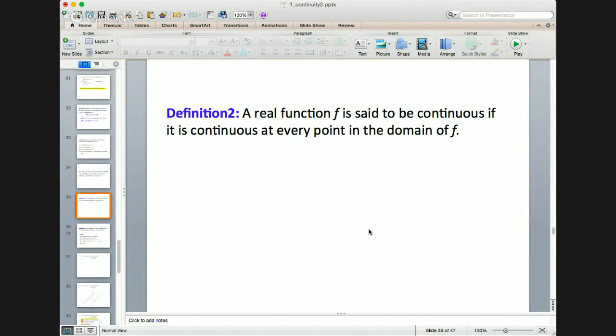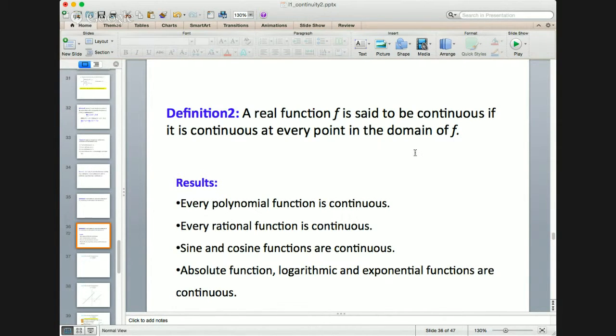Another definition that we are interested in examining further is what we mean by a continuous function, not at a point. A real function f is said to be continuous if it is continuous at every point in the domain of f. This is a result that we will be examining and using further today.